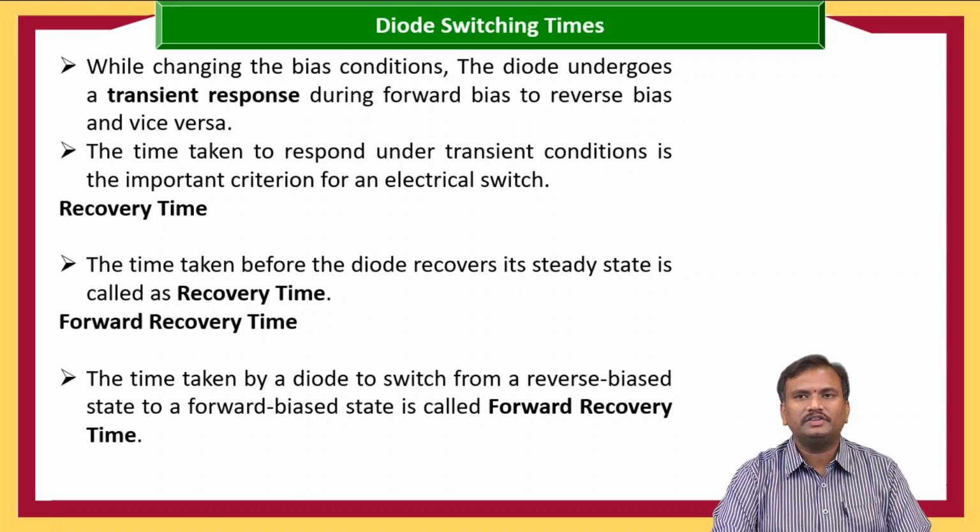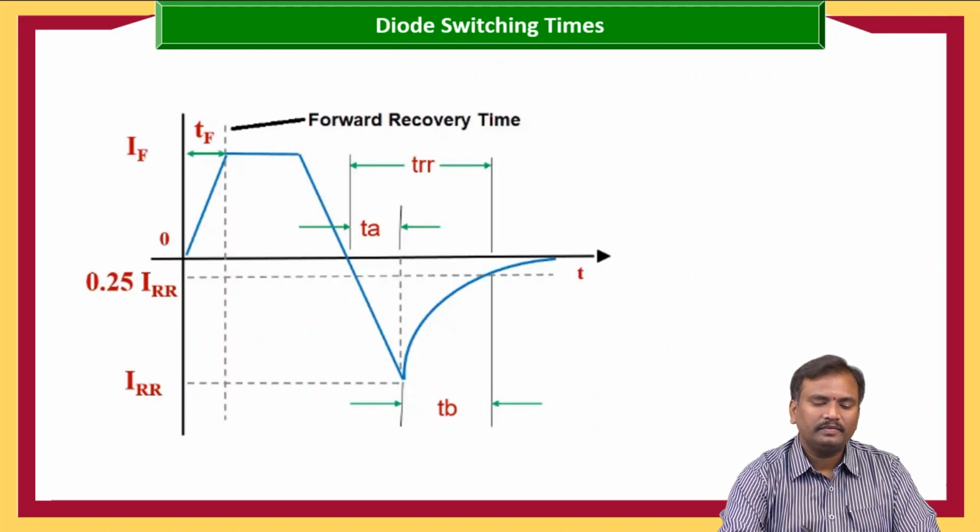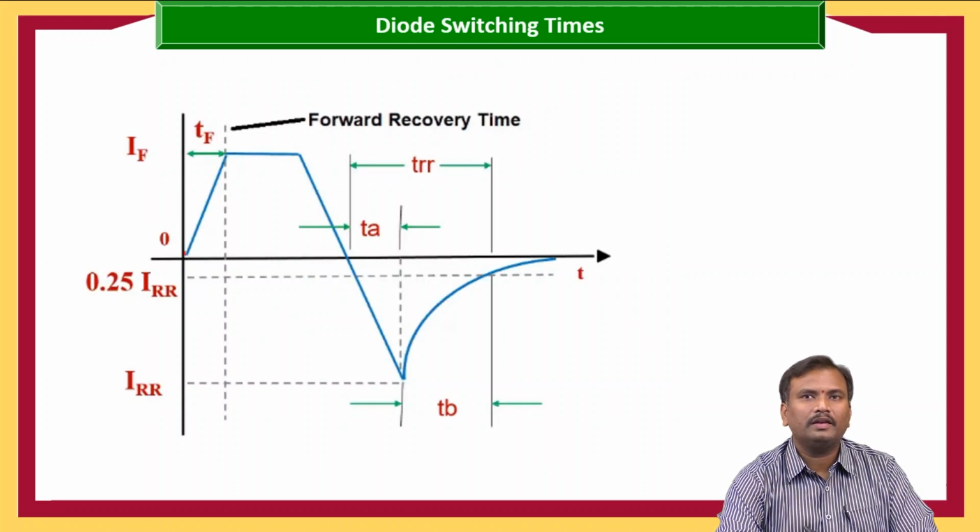When the diode is switched from reverse bias to forward bias, the time taken is called the forward recovery time. Here you can see that when we have given the input, it takes a certain time to reach the maximum value of current. This period is called the forward recovery time.